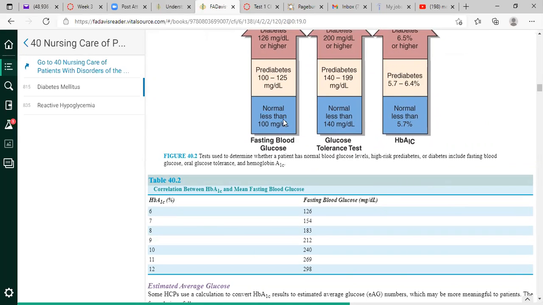So we need to talk about the fasting blood glucose and HbA1c. And this is like a correlation between HbA1c and the mean fasting blood glucose. Typically, an individual whose HbA1c is 6%, their fasting blood glucose is 126. An individual whose HbA1c is 7%, fasting blood glucose is about 154.